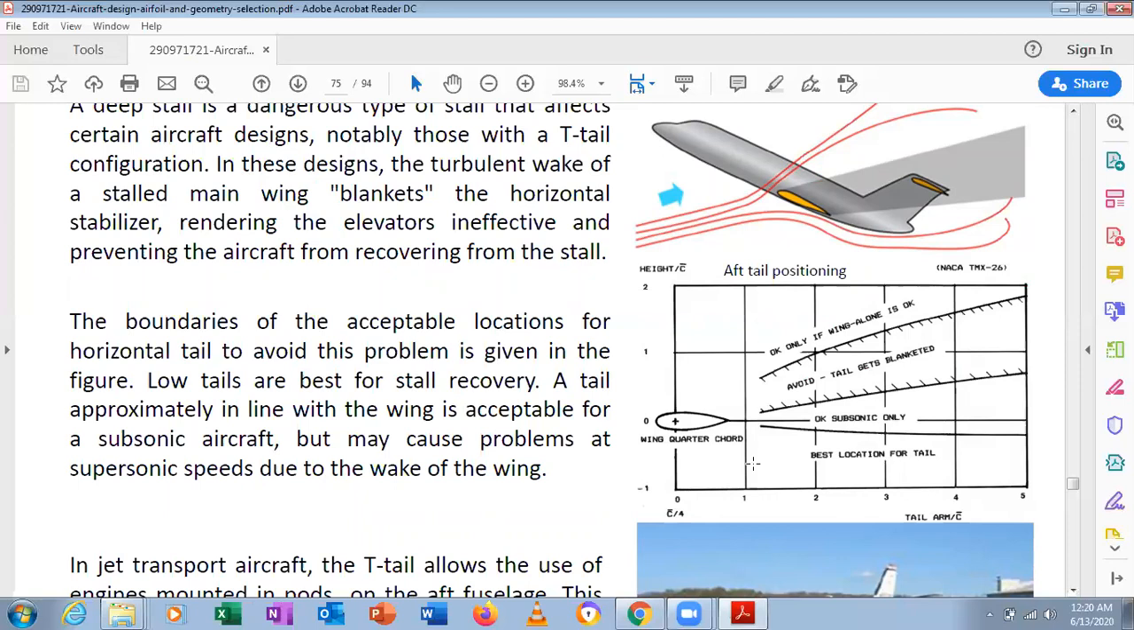So according to the wing quarter chord, for subsonic only, with the wing alone, this is the best location for the tail. Where do we have to keep the tail when you are designing the aircraft? Which portion should you position your tail, where the wake formation will be less and the stability will be good? You have to check.